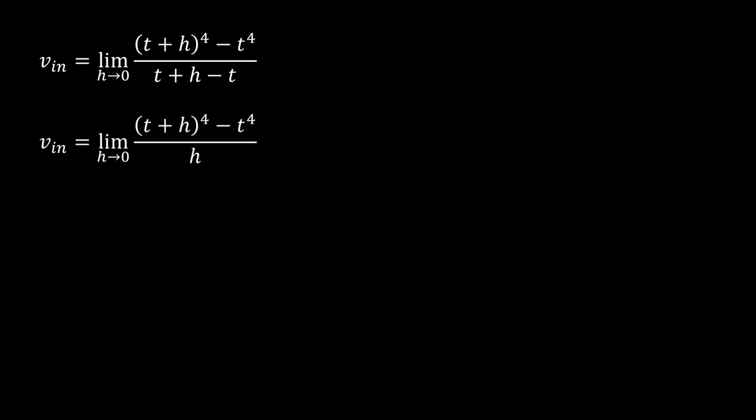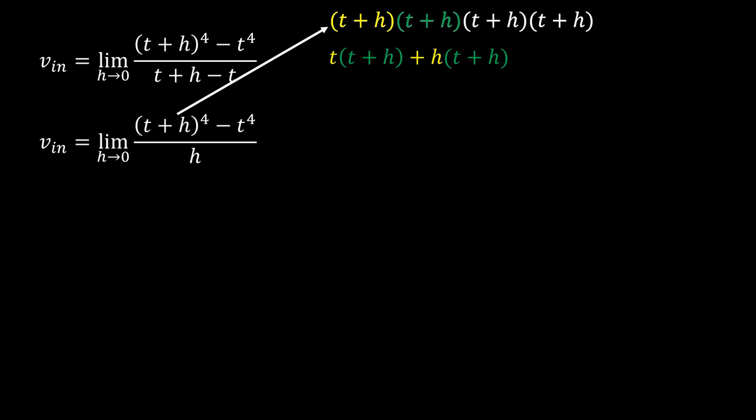We now need to algebraically manipulate this function, and we are going to do that by expanding (t plus h) to the fourth power. So (t plus h) to the fourth power is the same as (t plus h) times (t plus h) times (t plus h) times (t plus h). We shall first expand (t plus h) times (t plus h). I have color-coded the terms from the first two bracketed expressions so you can see how they combine.